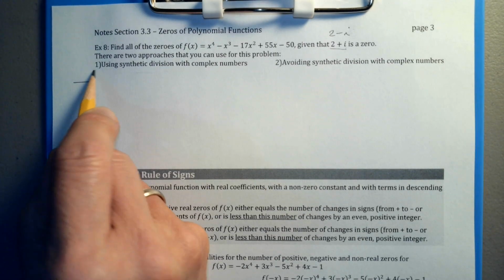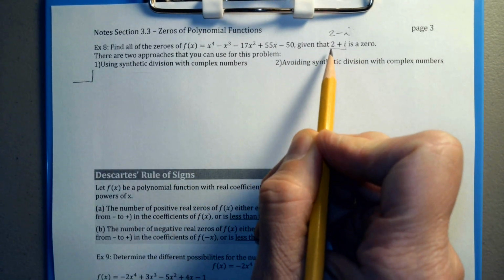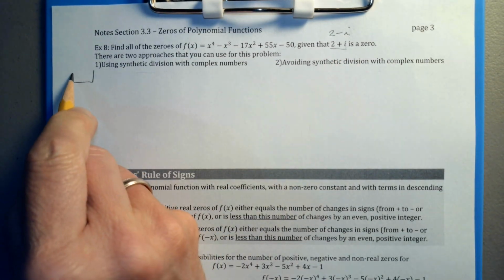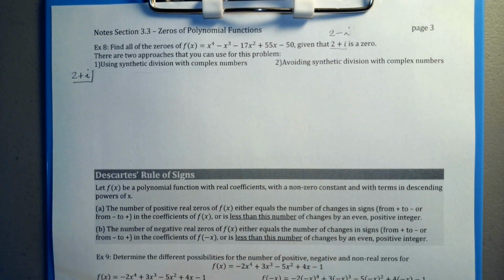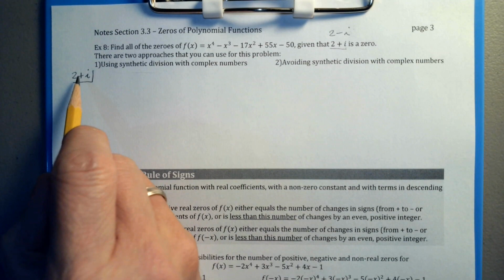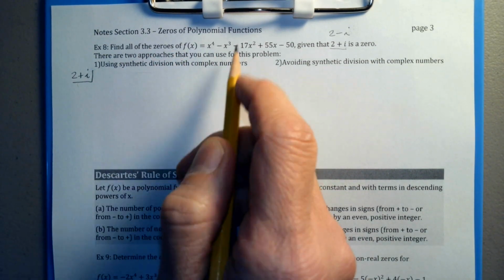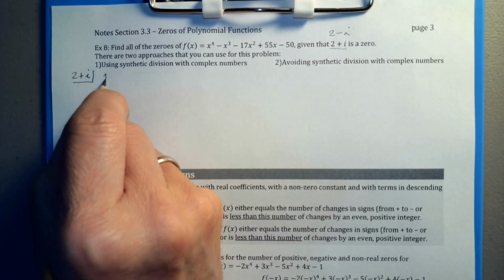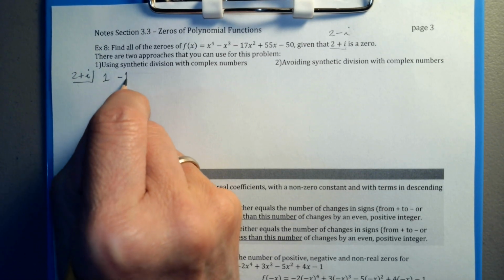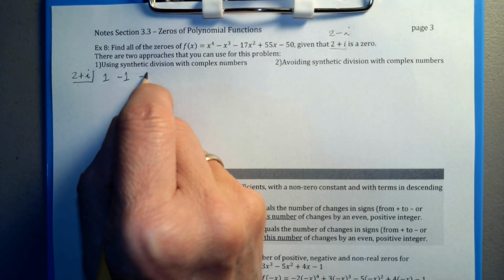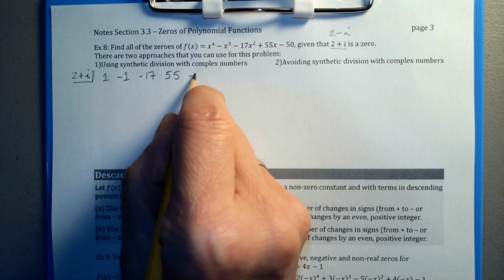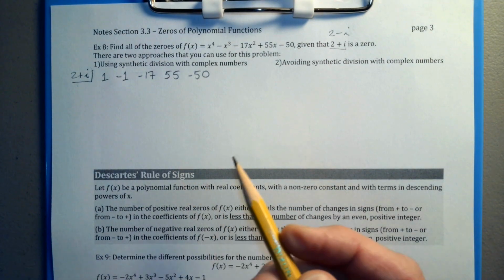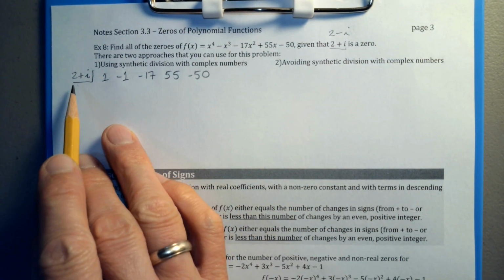All right, so what we do is we put the entire complex number in there. So it's 2 plus i. We put the solution in there, right? So up to this point, it's always been like a 2 or a negative 4, but now we put the whole thing. And then we put the numbers next to it. So that's going to be a 1, negative 1, negative 17, 55, and negative 50.